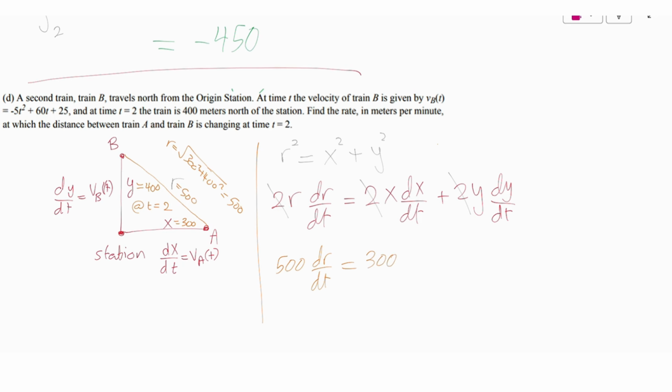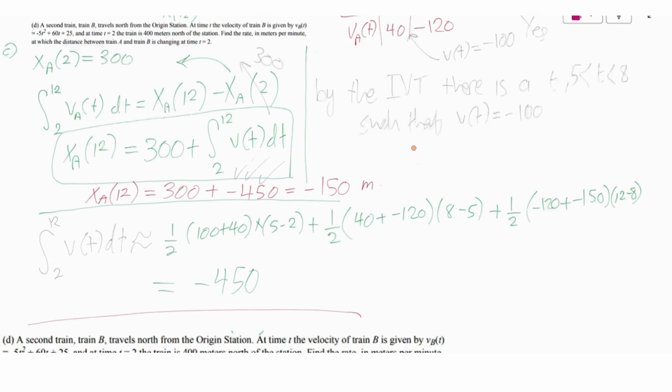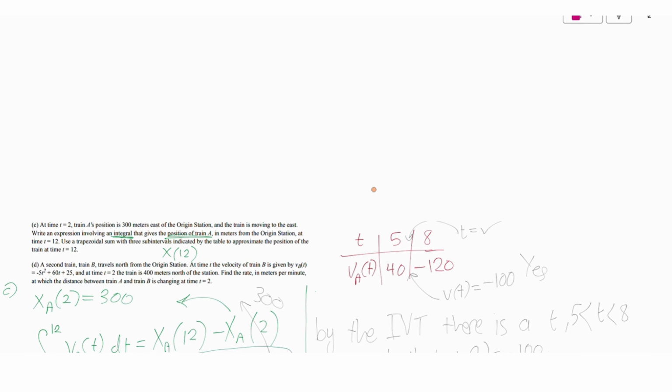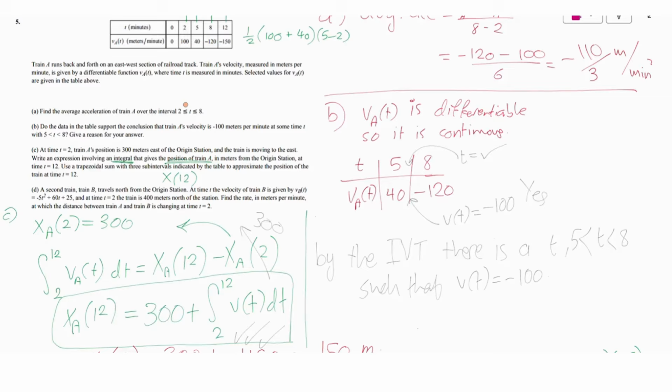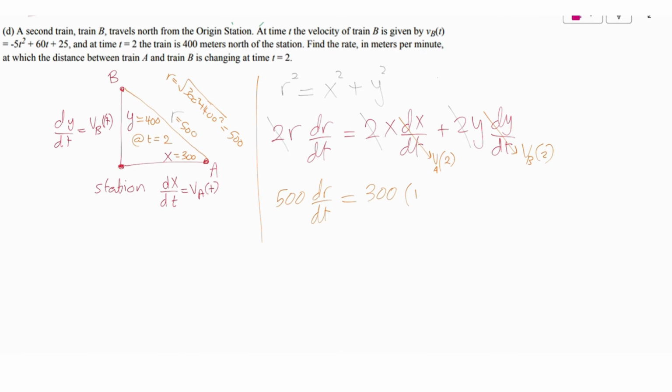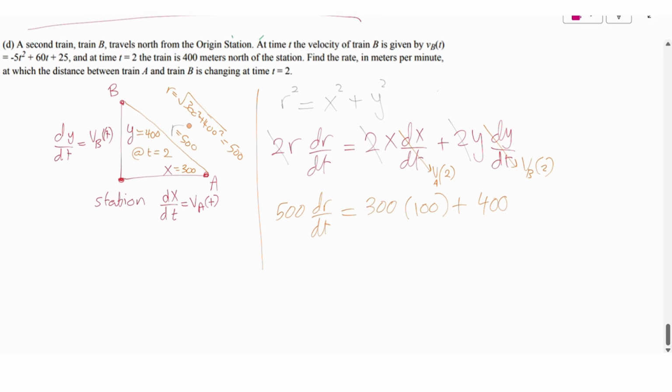Now vA of 2, if we go back to the table, is equal to 100. So this is 100, plus y is equal to 400, and vB of t is given. So vB of 2 is equal to what? Negative 5 times 2 squared plus 60 times 2 plus 45.